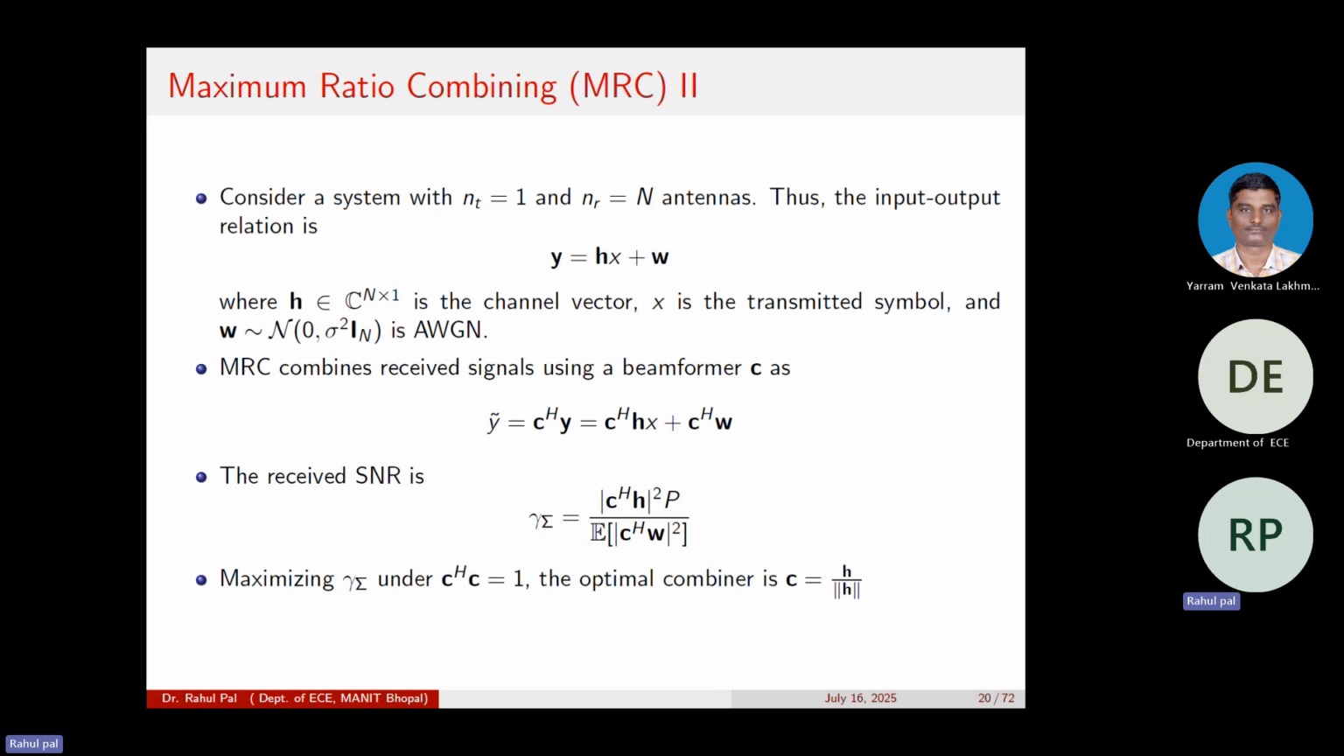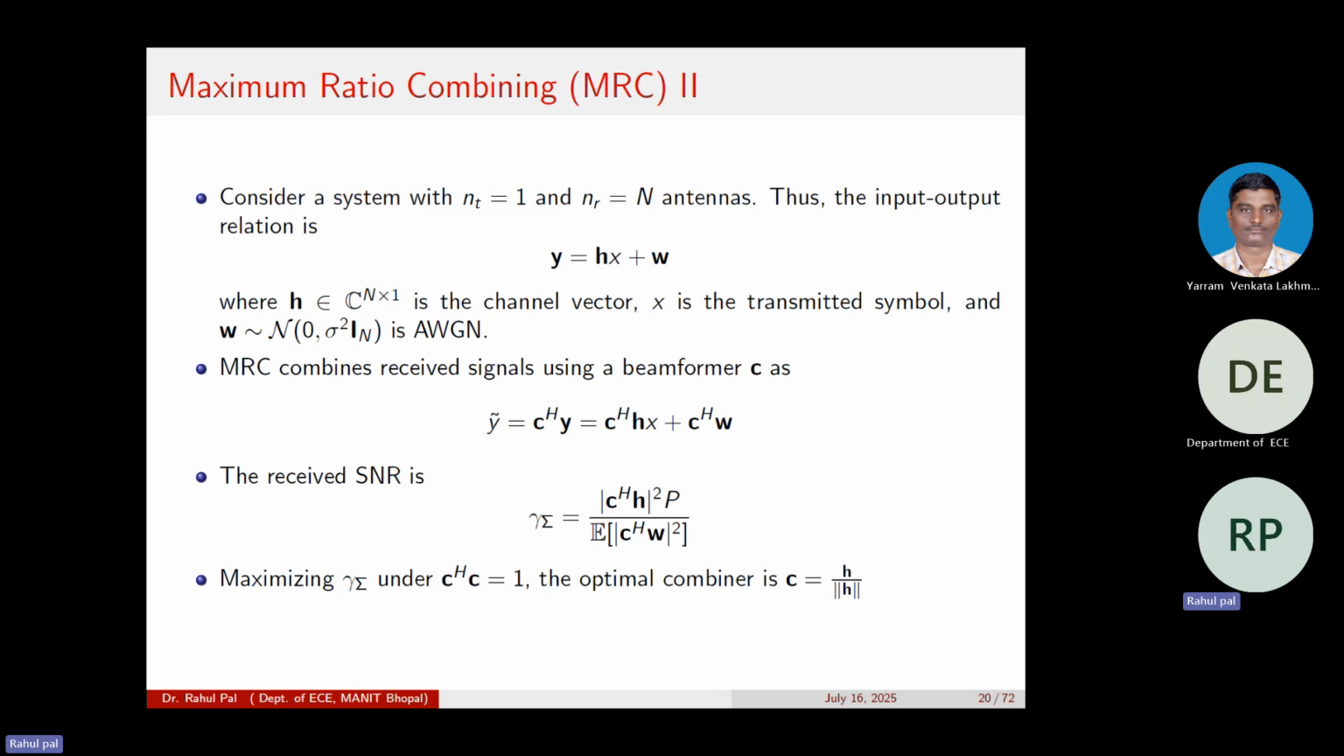You will get the resultant signal c Hermitian y. Now this is the signal power and this is the noise power. Signal power divided by noise power is my signal to noise ratio in the maximum ratio combining technique. Now here we have to maximize this signal to noise ratio under the constraint that the norm of c is equal to 1.